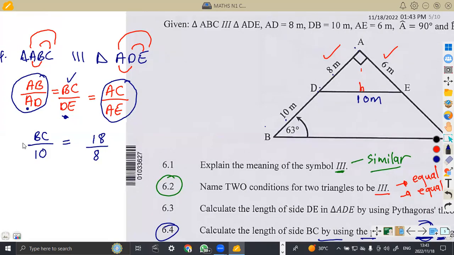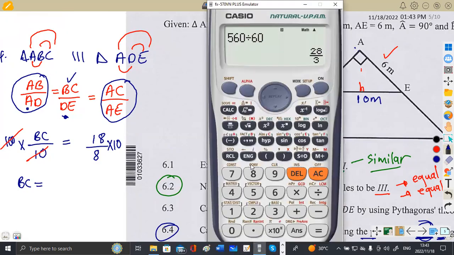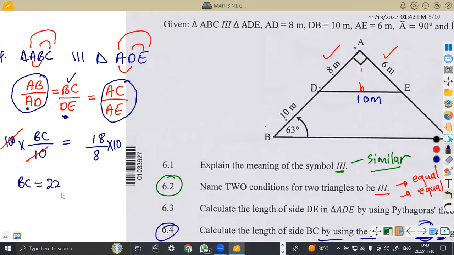So you can calculate BC by multiplying by 10 both sides. This makes these two cancel, then we remain with BC. So that means our BC is going to be 18 over 8 times 10. And we can actually use our calculator: 18 over 8, multiplied by 10, which is going to be 45 over 2, or 22.25. So this was going to be 22.25 meters. Take note of the units that you're given. Maintain the units that you are given. The others are in meters, so it has to remain also in meters.